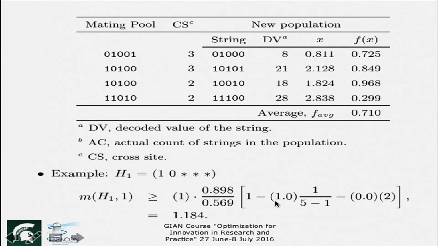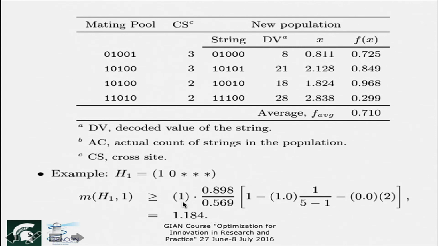Now let's look at here. 1 minus the crossover probability, which is 1. What is the defining length of this schema? 1. Why? The second is the rightmost, 1 is the leftmost. So 2 minus 1, or 1. And then L minus 1. L is 5 bits, so 5 minus 1. Minus the mutation probability 0, times the order, which is 2. It doesn't matter actually, even if you make an error here, because you're multiplying by 0. But to make it correct, you have to have the order, which is 2. So if you compute the whole thing, this turns out to be 1.184.